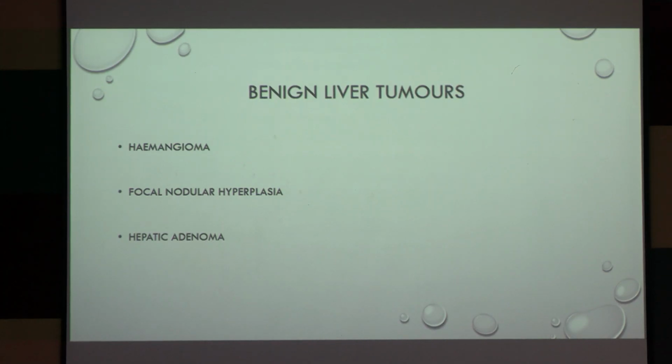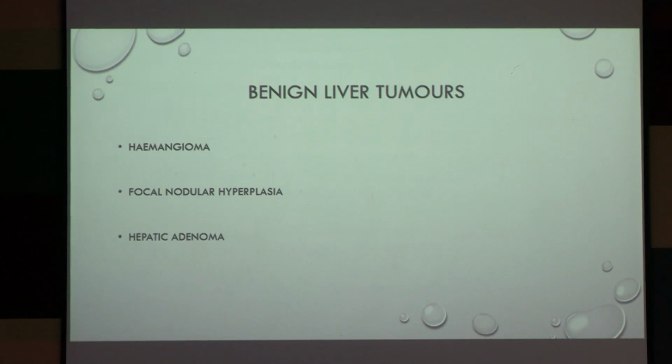The first one is hemangioma. It is the commonest tumor. It is so common, it is present in about 20% of normal humans. So if you do scanning, these hemangiomas will be there. The size of the hemangioma varies. Significant size, we call it when it is more than 5 centimeter.